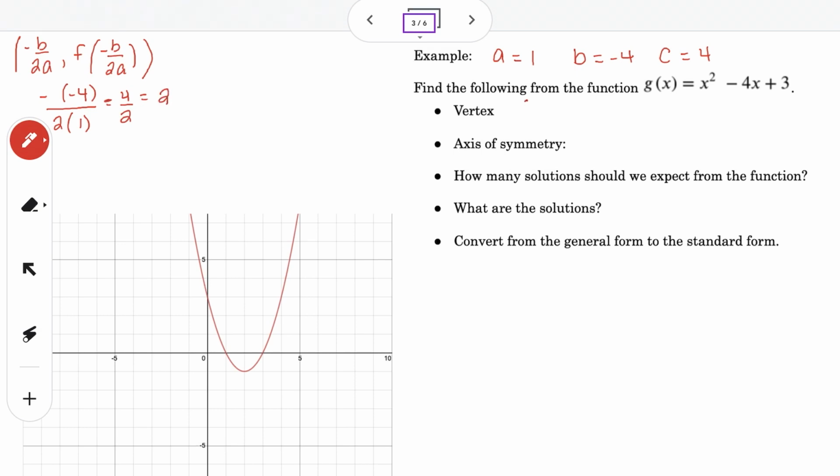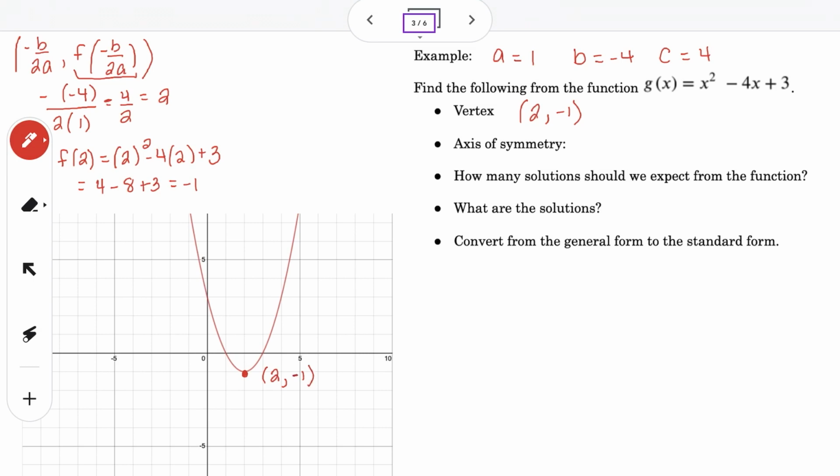So now I know that my vertex x value is 2, and now I can find the y value by substituting. Well, what is f of 2? So 2 squared minus 4 times 2 plus 3. So let's see here. 2 squared is 4. 4 minus 8 plus 3 is negative 1. Thankfully, graphing definitely helps us. If I just took a screenshot of the graph when I put it into Desmos, of course, here is the point (2, negative 1). So algebraically matches what we graphically see.